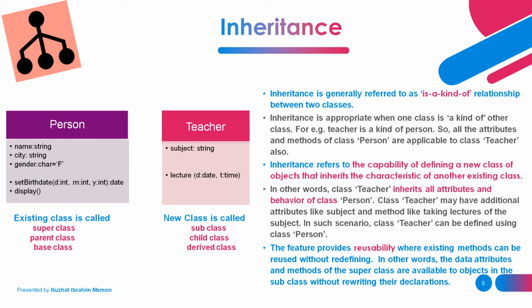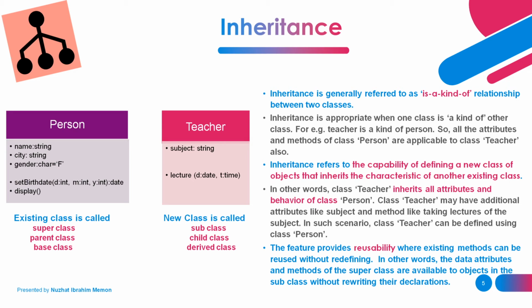Here each and every person may not take lecture, but every teacher takes lecture. So that lecture method is not included in person class but included in teacher class. So here we can say that inherited features provide reusability where existing methods can be reused without redefining. In other words, the data attributes and methods of the superclass are available to the object in the subclass without rewriting their declaration. Inheritance helps in reusing the code and establishing a relationship between different classes.